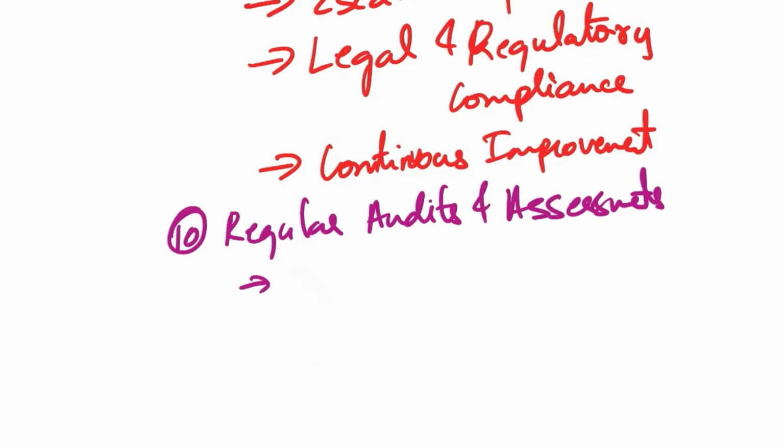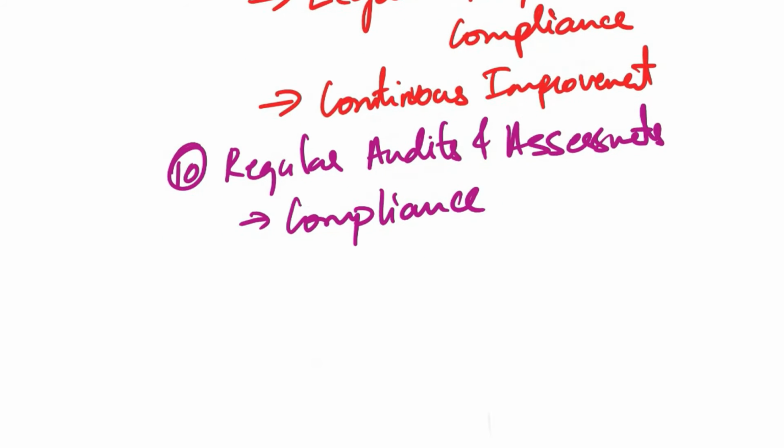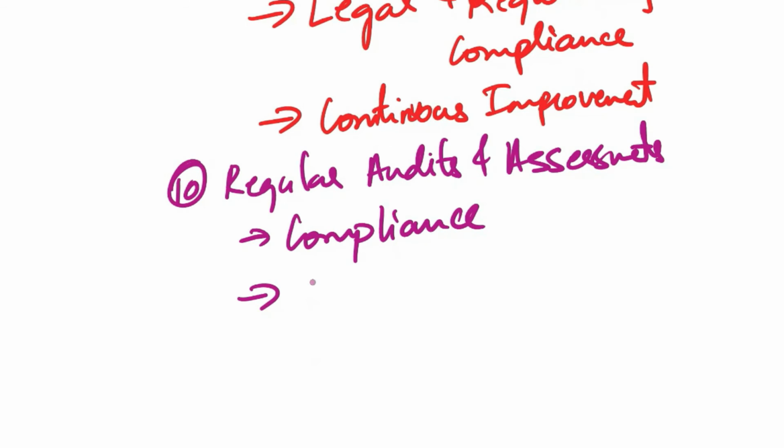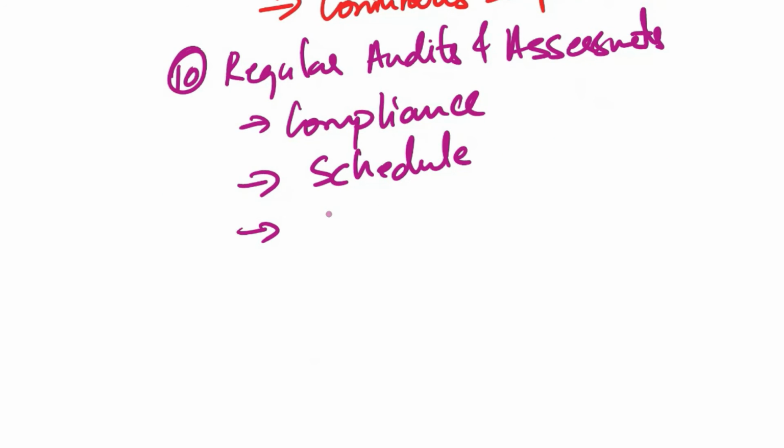First, objective. The objective here is to conduct regular audits and assessments to ensure ongoing compliance with security standards and contractual agreements. Next, let's talk about the frequency. Establish a regular schedule for audits and assessments based on the criticality of the third party and the risk they pose. High risk vendors may require more frequent evaluations. Next, define the scope of the audits, covering aspects such as cybersecurity controls, data protection measures, compliance with contractual agreements, and any other relevant factors.